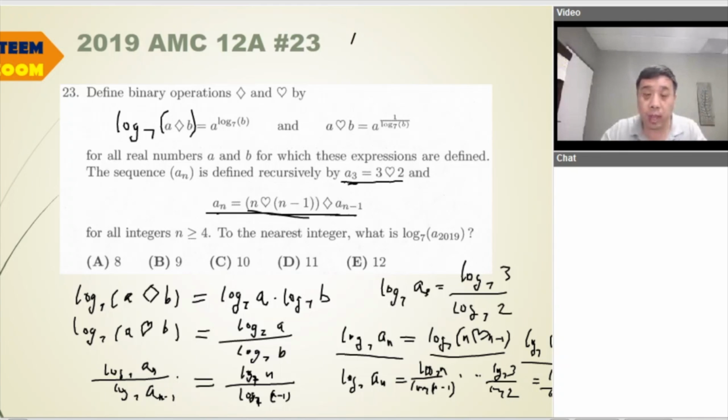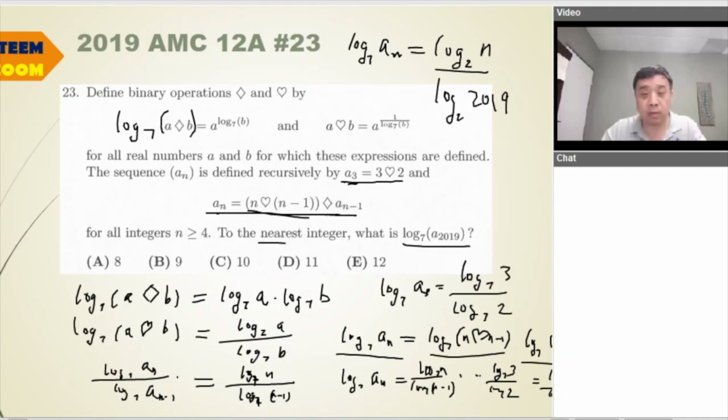So what we have is actually log base 7 of a_n is equal to log base 2. Do the reverse of the change of base formula, okay? Log base 2 of n. So we're looking for log base 7 of a_2019, so we're basically looking at log base 2 of 2019. And to the nearest integer, we round it, right? So the nearest integer power of 2 is 2048, which is 2 to the 11th power.